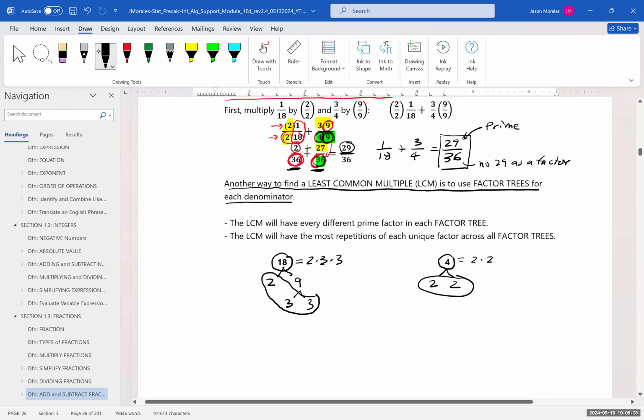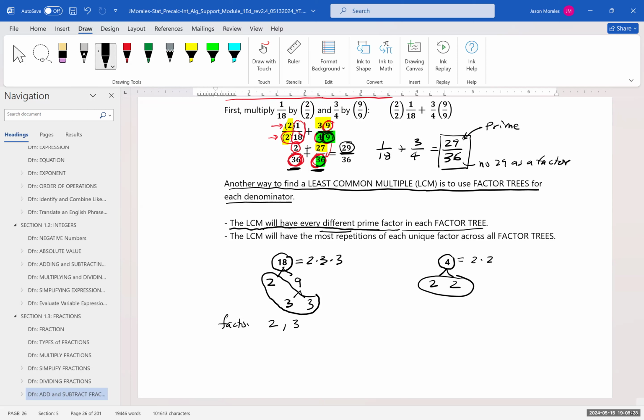Okay, so what do we do with these factor trees? Well, the least common multiple will have every different prime factor in each factor tree. So what that means is if we look at these two factor trees, you can see that the first factor tree has 2 and 3 as factors. And this second factor tree has only 2. So the least common multiple will have factors of 2 and 3 in it. Okay, because the least common multiple will have every different prime factor in it.